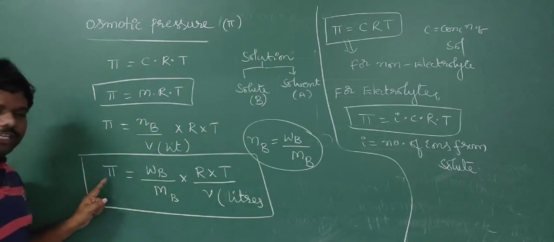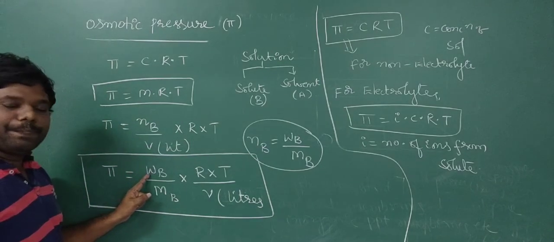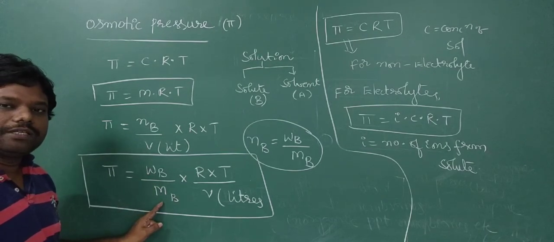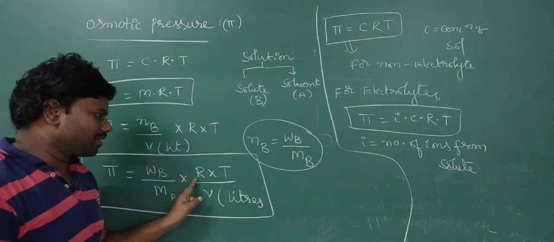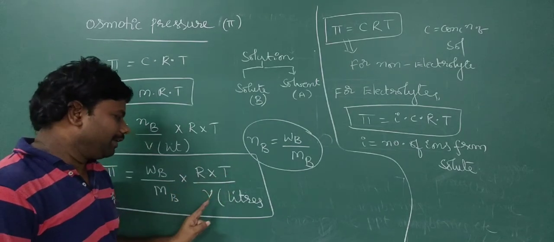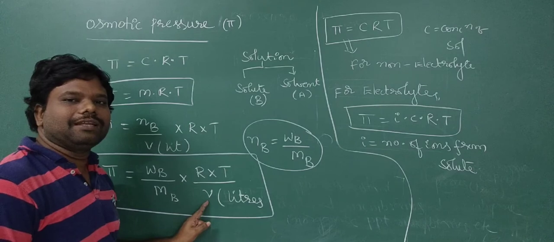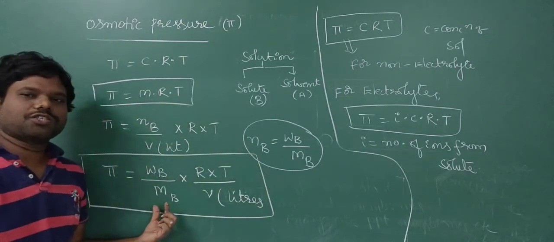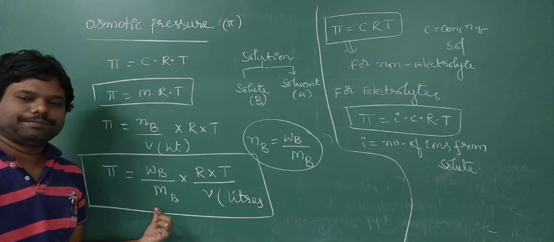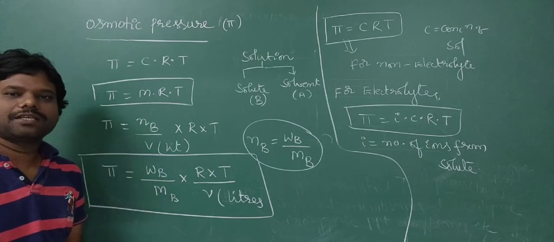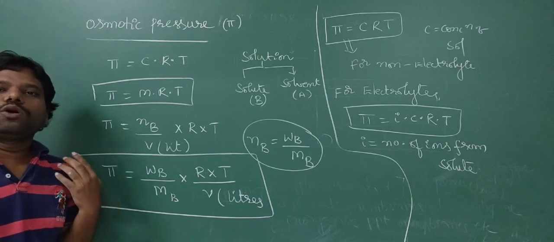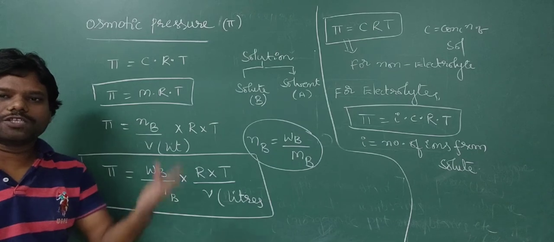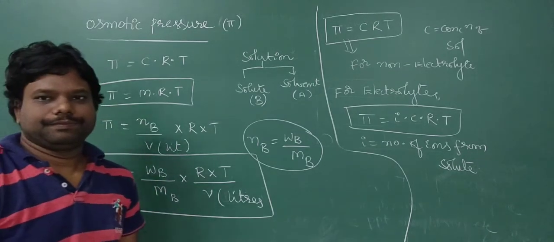Here pi is the osmotic pressure, WB is the weight of the solute, MB is the molecular weight of the solute, R is the gas constant, T is the temperature in Kelvin, and V is the volume of the solution in liters. By using this formula, we can calculate the molar mass of the solute. That means the molar mass of the solute can be calculated by using colligative properties like osmotic pressure.